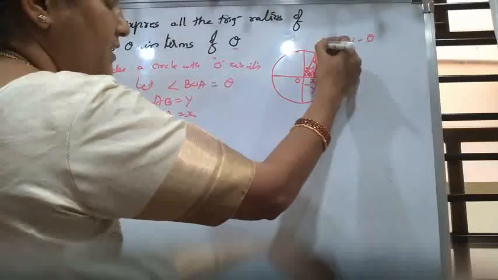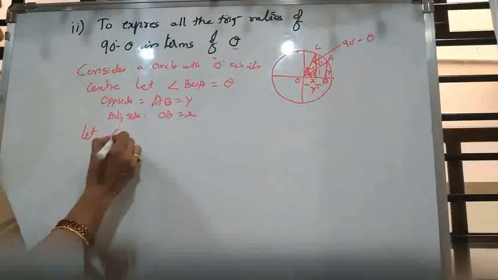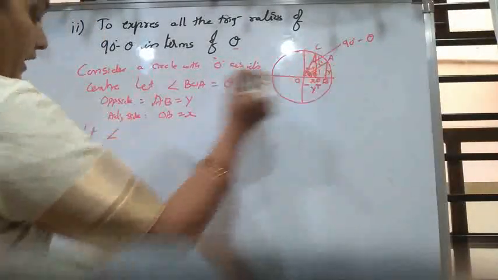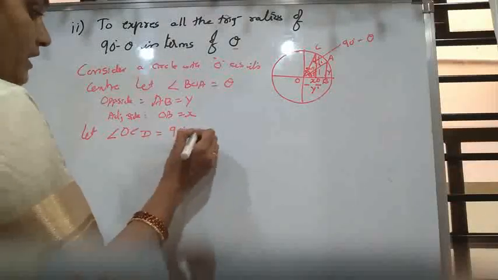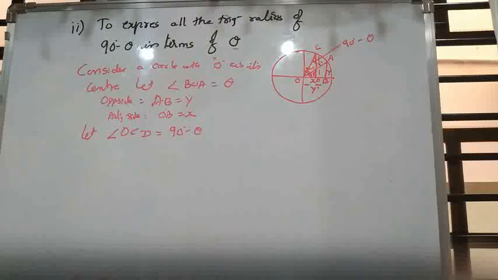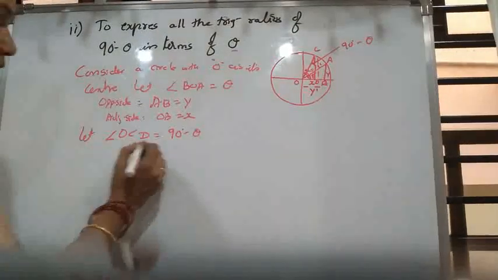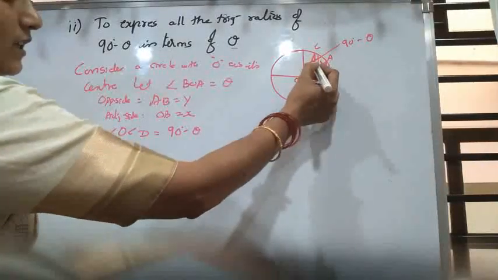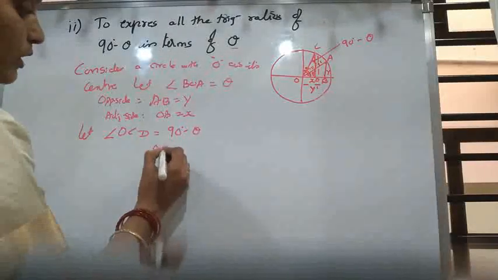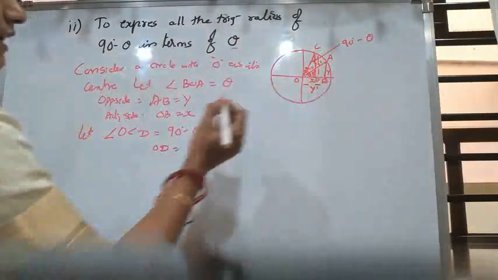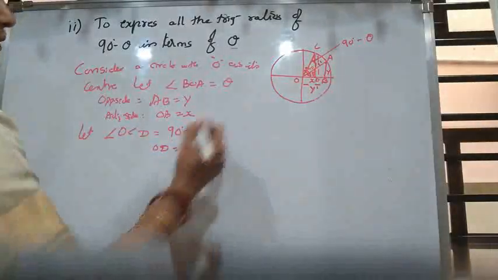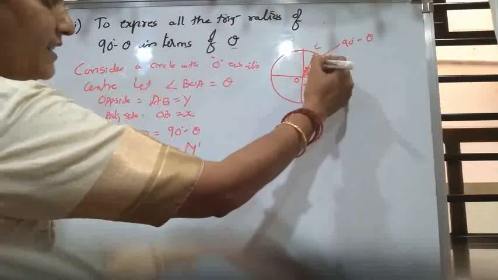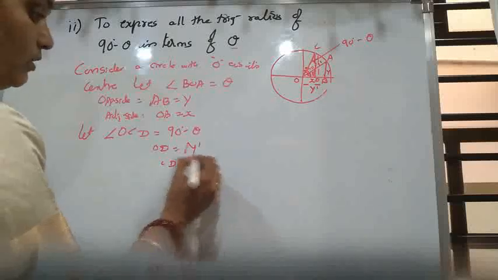I will call this point C, and this point D. Let angle OCD be equal to 90 degree minus theta. What is the opposite side for this one? OD. I will call it the side opposite to it: OD is Y dash. And the side adjacent to it, CD, is equal to X dash.